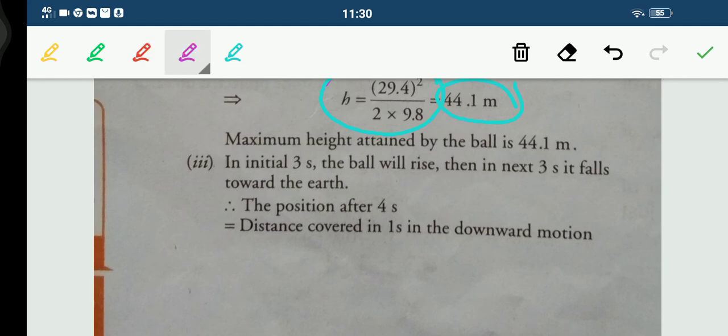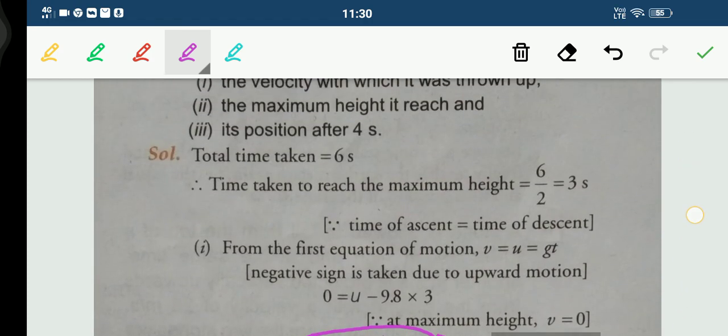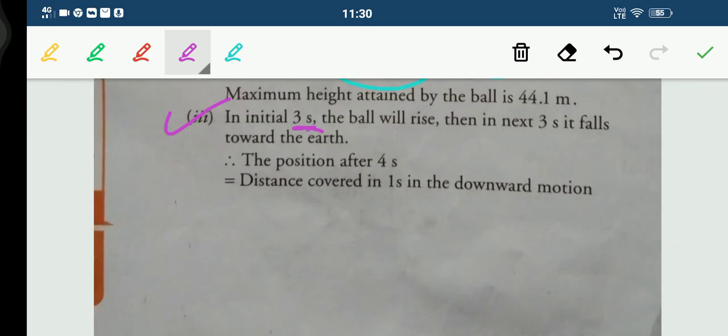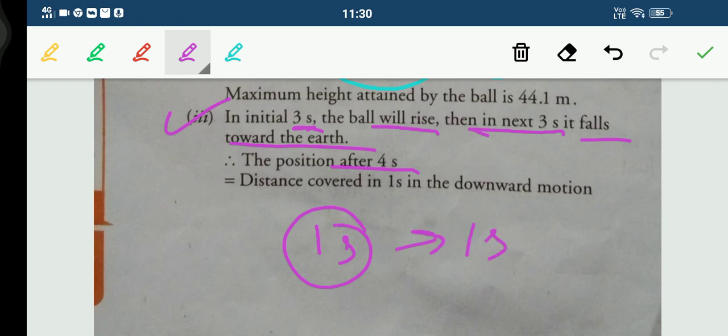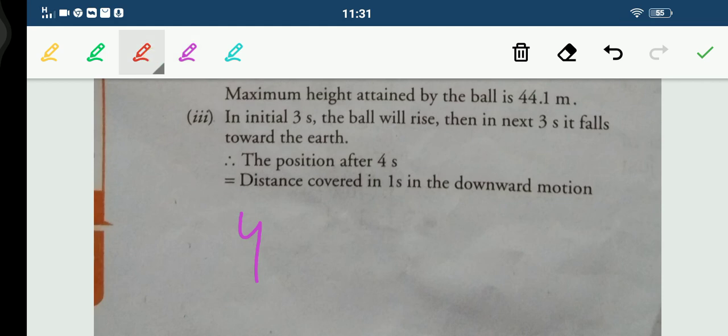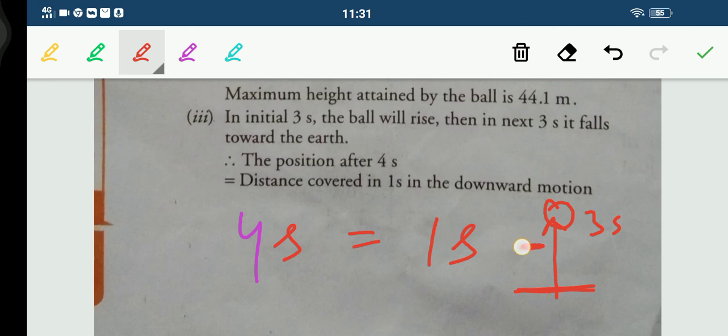Similarly students, we can also find out the third one, that is its position after 4 seconds. In the initial 3 seconds the ball will rise, then in the next 3 seconds it falls towards the earth. But we need to find the distance after 4 seconds. So what would be the time? It will be 1 second. The time to be taken here is 1 second. Why? Because the ball reaches the top from the ground in 3 seconds, then after 4 seconds, it has fallen for 1 second. So we need to use this 1 second here.